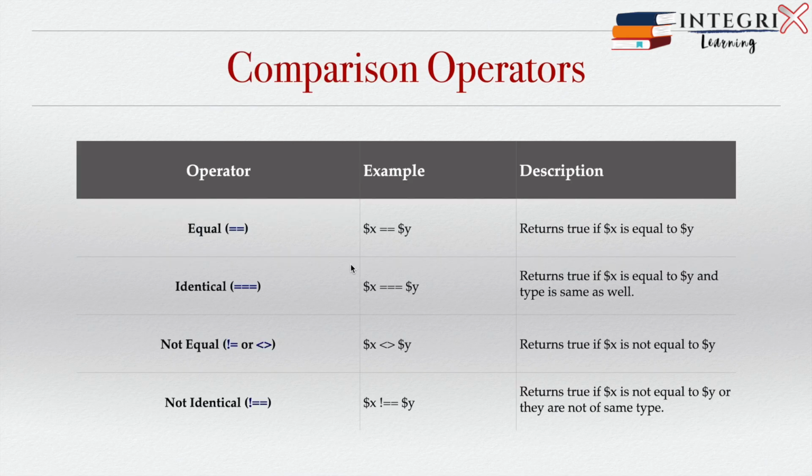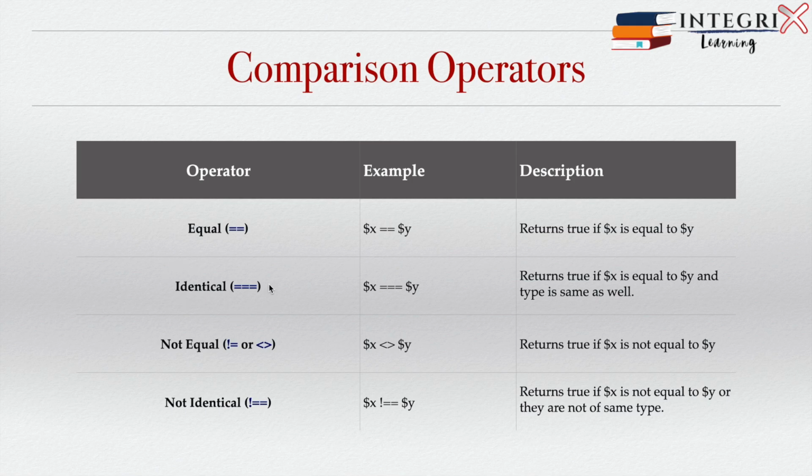Now these are the comparison operators which we have at our disposal in PHP. The first one is the equal to operator, which is denoted by double equal to sign. So it returns a true value when the two operands are same. We compare a condition. If that condition holds good, we execute a block of code. That's where comparison operators come into play.